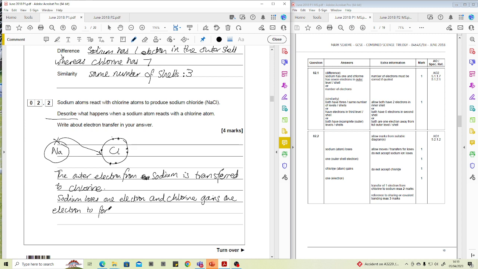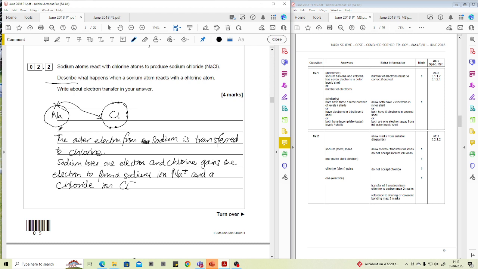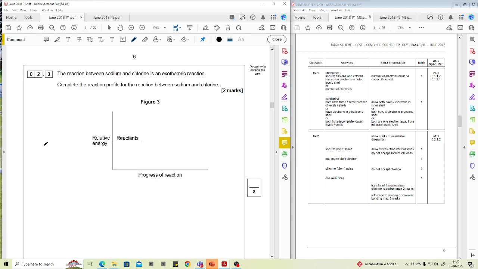To form sodium ion, Na+, and a chloride ion, Cl-. Okay, and then it doesn't ask you to talk about the bonding, it's just there, so I will stop there. I've already gone beyond what the mark scheme needed, which was, I think, sufficient there, but just the 1 outer electron. So the reaction between sodium and chlorine is an exothermic reaction.